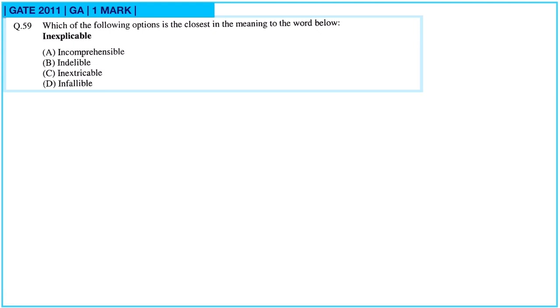Question 59. Which of the following options is the closest in meaning to the following word? Inexplicable. It means that cannot be explained. Option A is incomprehensible. That means it cannot be explained or understood. Option B is indelible. That means it cannot be removed or washed out. Option C is inextricable. That means it cannot be separated or it cannot be disentangled. Option D is infallible, that means which is incapable of error, means something that never makes a mistake. So here correct option is option A.